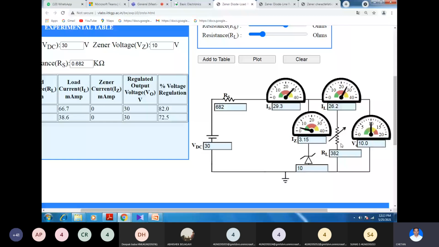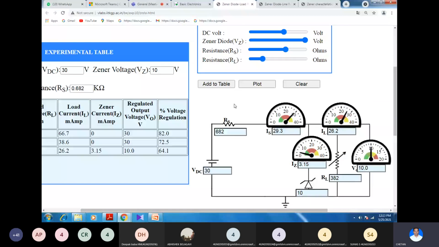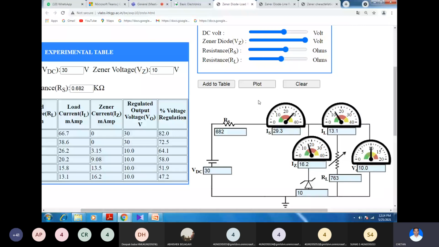Next I will increase one more value and add this to the table. Here also the output V naught is equal to Vz. I will take one more value and add that to the table, right? Next one more value, I will add it to the table. Then one more value, I'm adding that to the table, plus one more value. This also I will take in. Still, you can observe the value of output V naught is equal to Vz, constant output voltage.